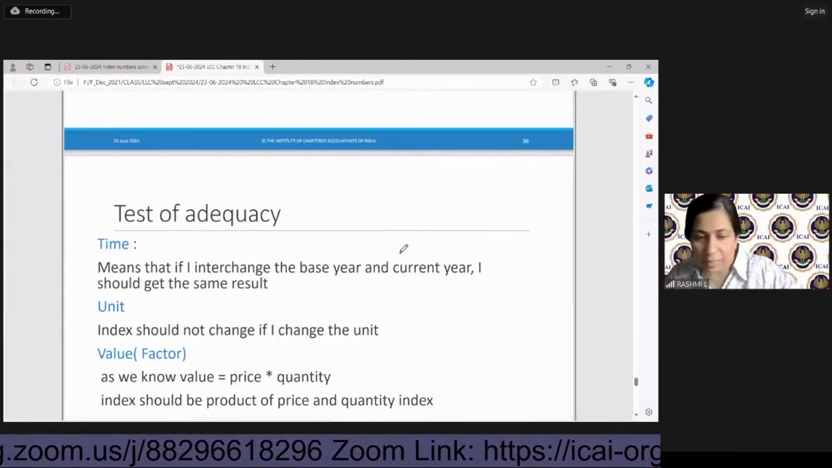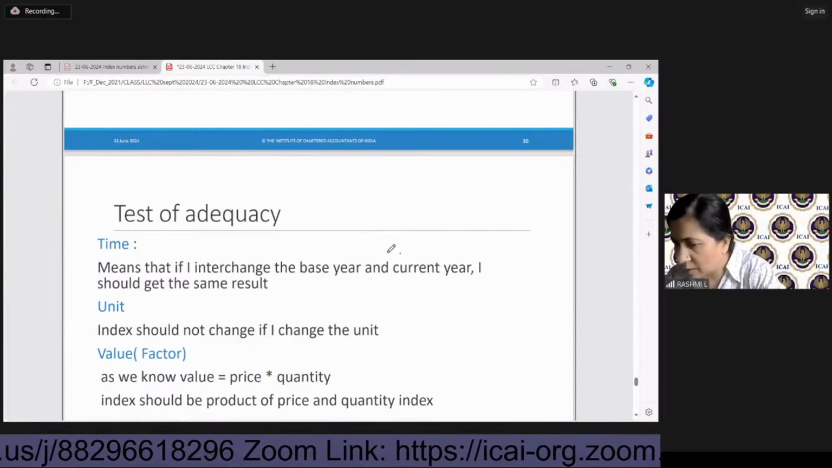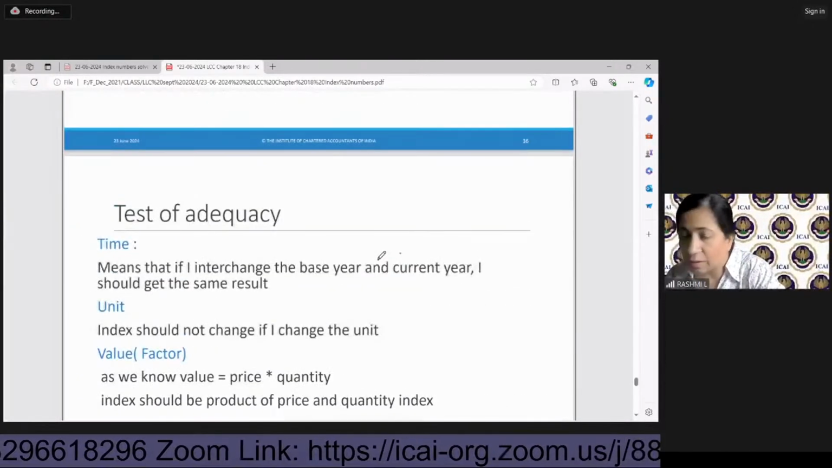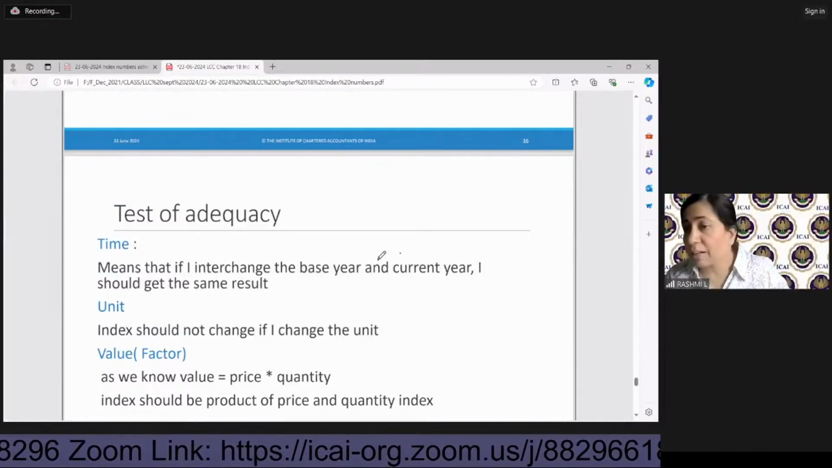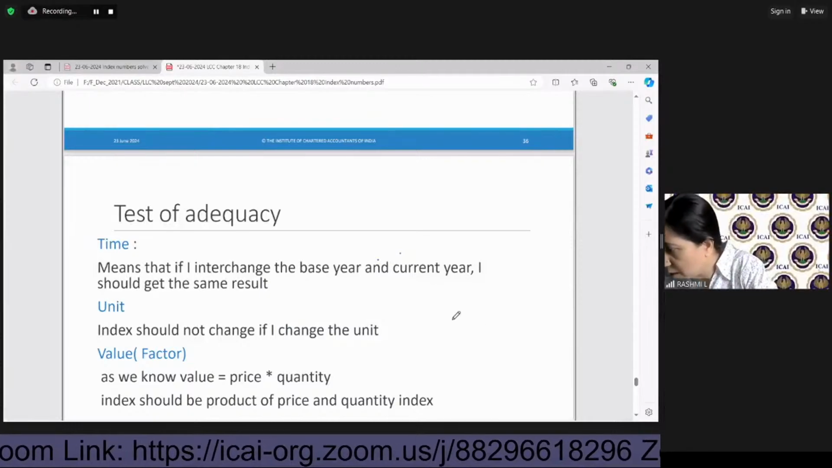Okay. So let us take a break and then we come back and then we do the test of adequacies and we do other questions that we can do directly from the study material. Break, Lily?